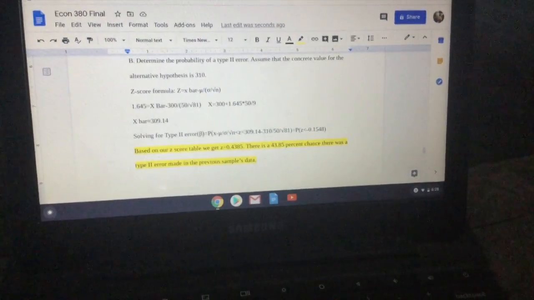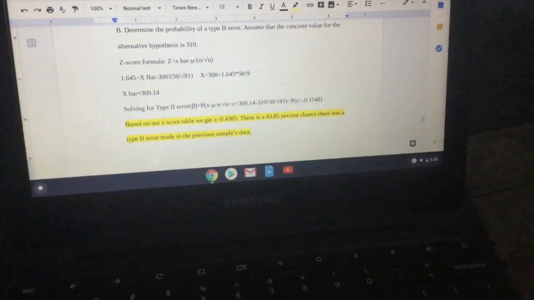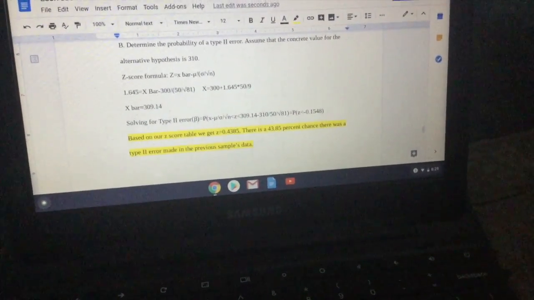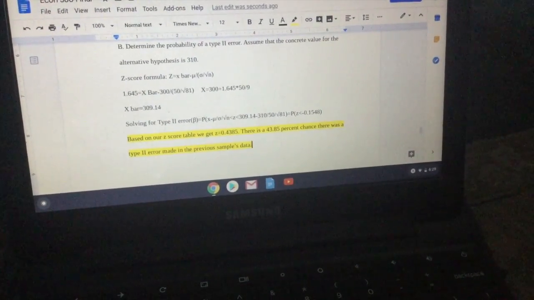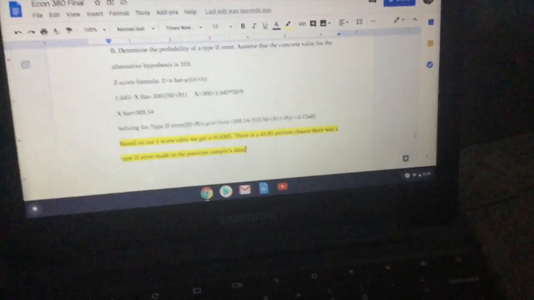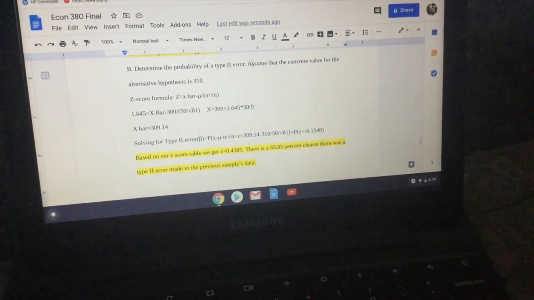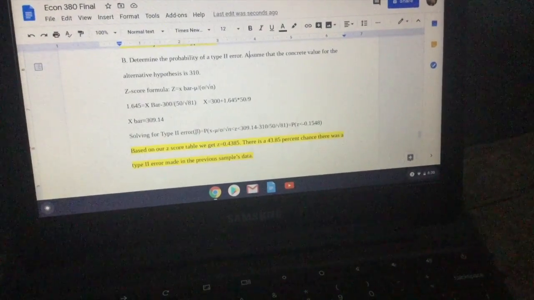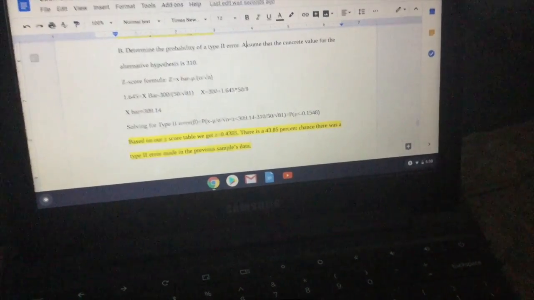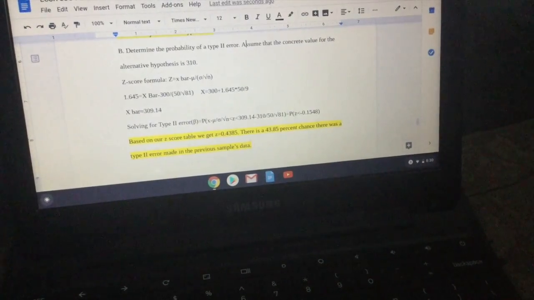Lastly, we will look at number 4, part B. Determine the probability of a type 2 error. Assume that the concrete value for the alternative hypothesis is 310. A type 2 error means we failed to reject a null hypothesis that was supposed to be rejected. So in the sense of this problem, it would mean that we found the income to be less than or equal to 300 instead of greater than 300, and it was an error in the sampling. If it was greater than 300, we know we should open the bar because it will be profitable and successful.